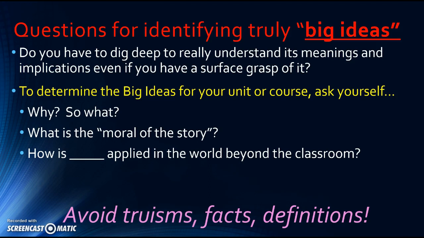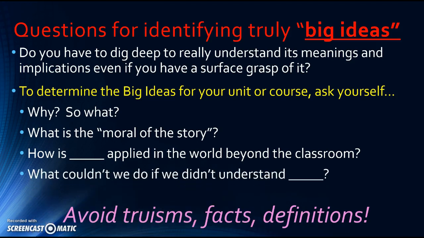Is it just about the maneuvers that the generals did, or does it come down to other things like decisions that were made by the generals? What were the lasting impacts of some of the things that happened during the Battle of Gettysburg? So you're getting in deeper and you're looking at some of those types of things. And then, what couldn't we do if we didn't understand something? Would we be able to still answer questions if we didn't have this piece of information? So really what it comes down to is your big ideas are not your truisms, facts, and definitions. It's how those things are applied.